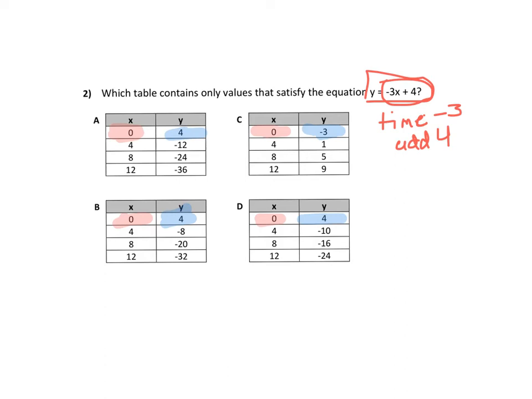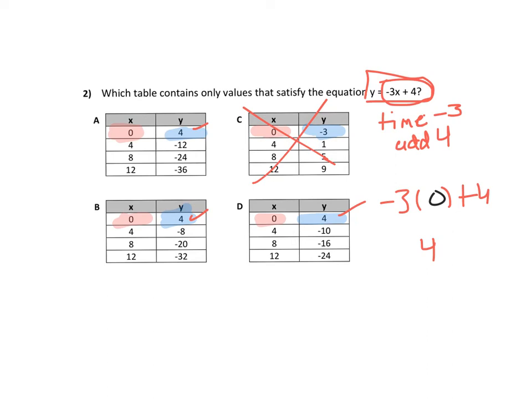So let's go look at your equation. If I take negative 3 and I plug in 0, because that's the first one, and then I want to add 4, well, negative 3 times 0 is 0. 0 plus 4 is 4. So 4 there, 4 there, 4 there, negative 3 there. That cannot be the answer. So now we have to move to the next one.